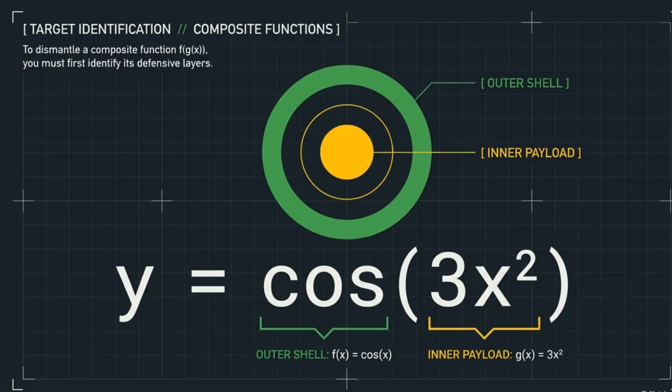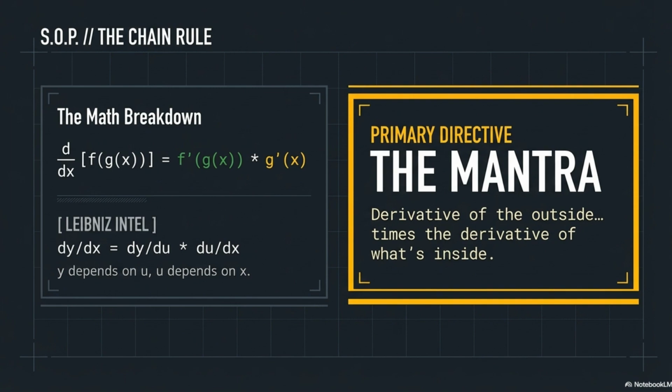To safely dismantle a composite target like y equals cosine of 3x squared, you must first identify its defensive layers. You have the outer shell, which in this case is the cosine function, and the inner payload, which is the 3x squared. To penetrate these layers, we deploy our standard operating procedure, the chain rule. Using Leibniz intel, this means dy/dx is achieved by multiplying dy/du by du/dx. But out in the field, you must memorize this primary directive, the mantra: take the derivative of the outside, applied to what's inside, times the derivative of what's inside.